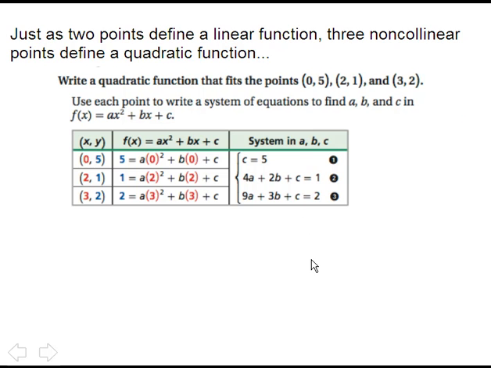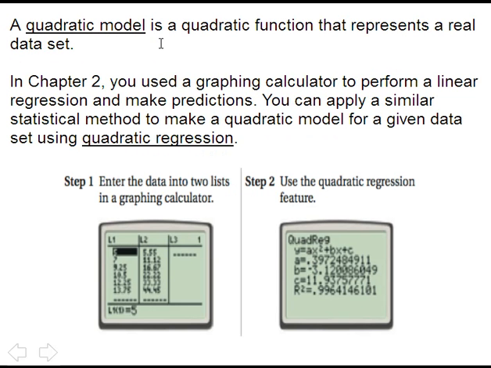I would suggest that you actually use a quadratic regression calculator. A graphing calculator will do this. A quadratic model is a quadratic function that represents this data, so what we would want is a quadratic model for this. And your graphing calculator will do this, and I'll actually show you one that's online that you can use.